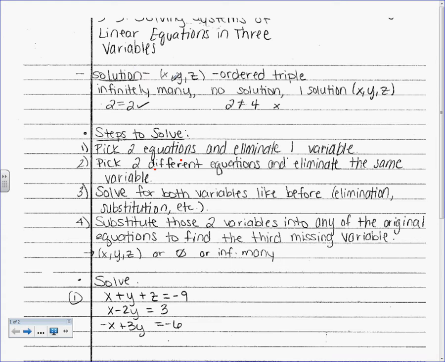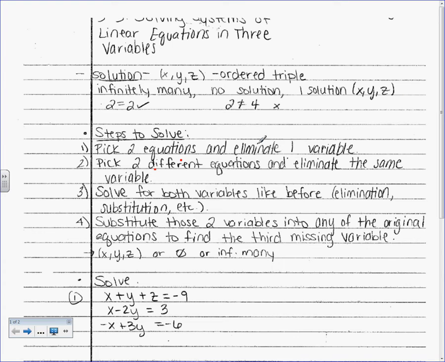Your solution is going to be x, y, z, or a, b, c, or something like that, alphabetical, right? It's called an ordered triple because there's 3. It's not an ordered pair, that would be 2, right? This is an ordered triple. You can still have infinitely many solutions if the variables eliminate and you get something that's true. If you get something that's false, it's no solution still, or you could still get the one solution, the x, y, z. Make sense so far?